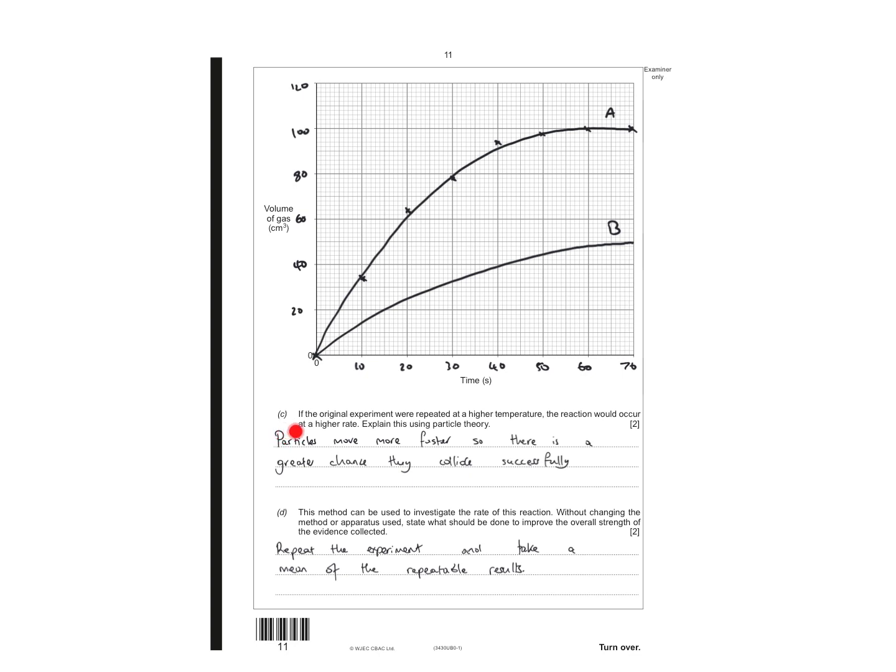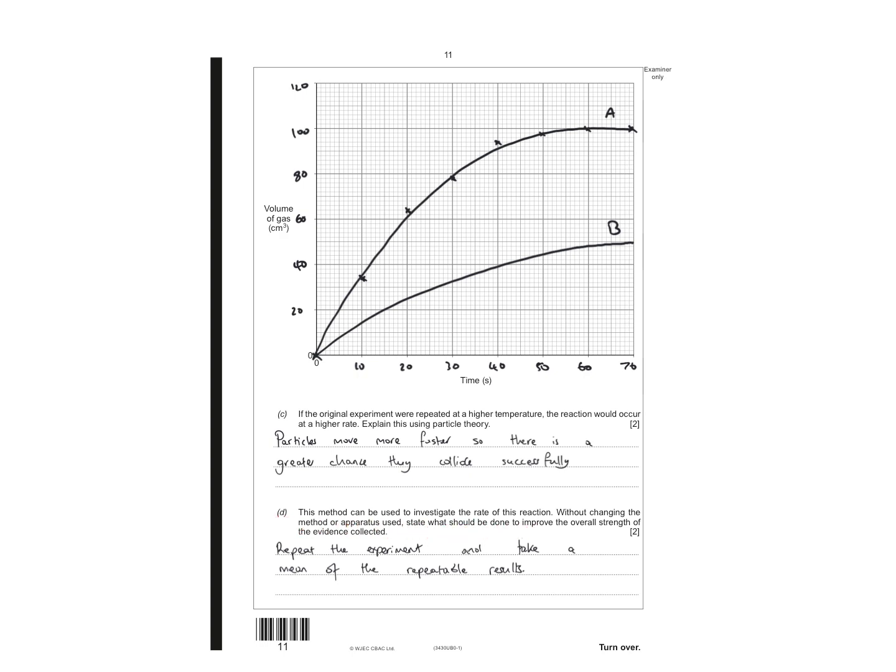C. If the original experiment were repeated at a higher temperature, the reaction would occur at a higher rate. Explain this using particle theory. Well, remember, higher temperature means particles move faster, so there is a greater chance of successful collisions.